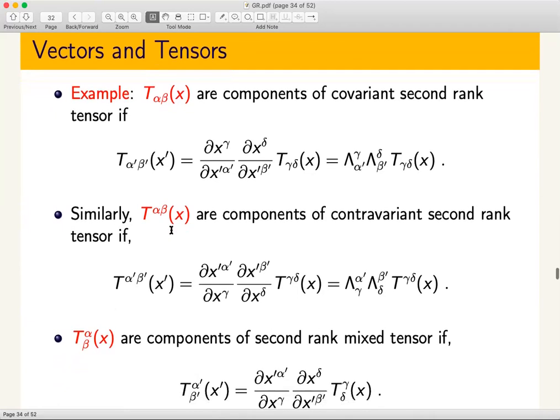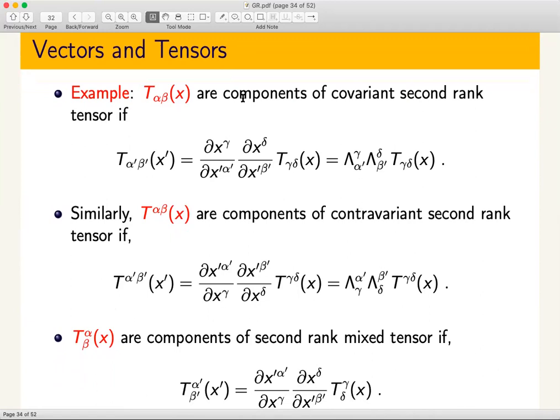Now a non-tensor of course is an object which wouldn't transform this way, and it may have a little different behavior. We will talk about it when we define what is called a non-tensor. So let us first get the concept of tensor clear.